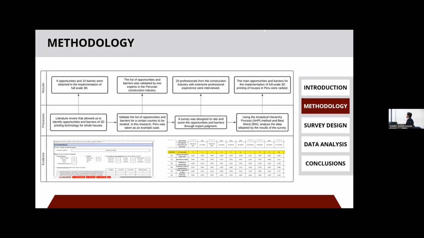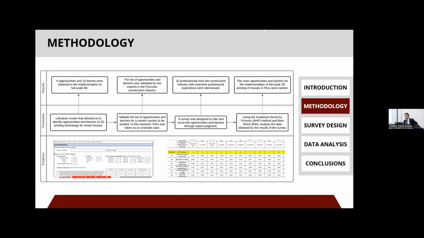Because when we got the list of opportunities and barriers, we know that all those opportunities come from other countries. Other countries means other standards, another culture, another economic situation. So that's why it's so important to validate these opportunities. So as a result, we have the list of opportunities validated, right?